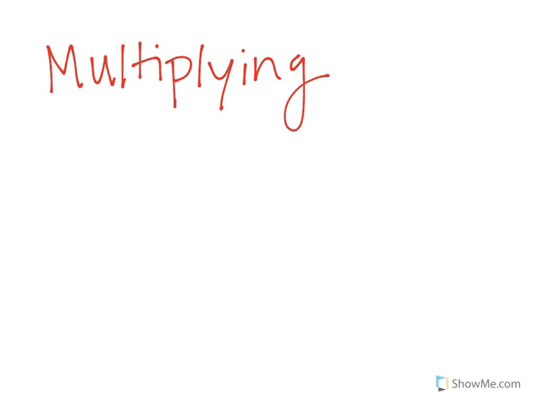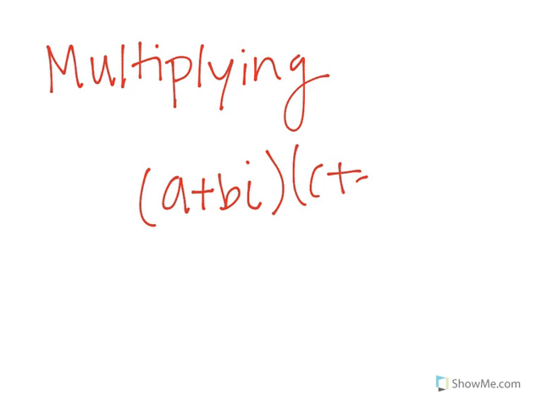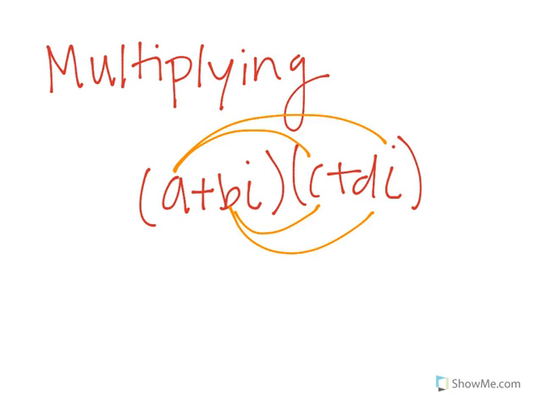Alright, now what if you want to multiply some complex number sets? Well, that's just as easy. All you gotta do is take whichever numbers you're multiplying, and then you just FOIL them. You would FOIL them the same way you would FOIL any two sets of numbers.